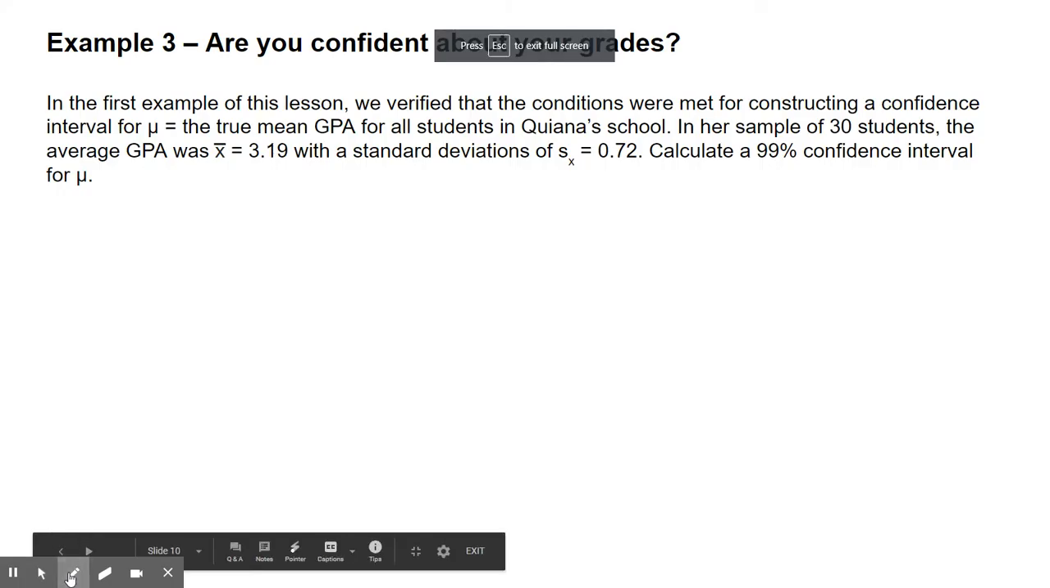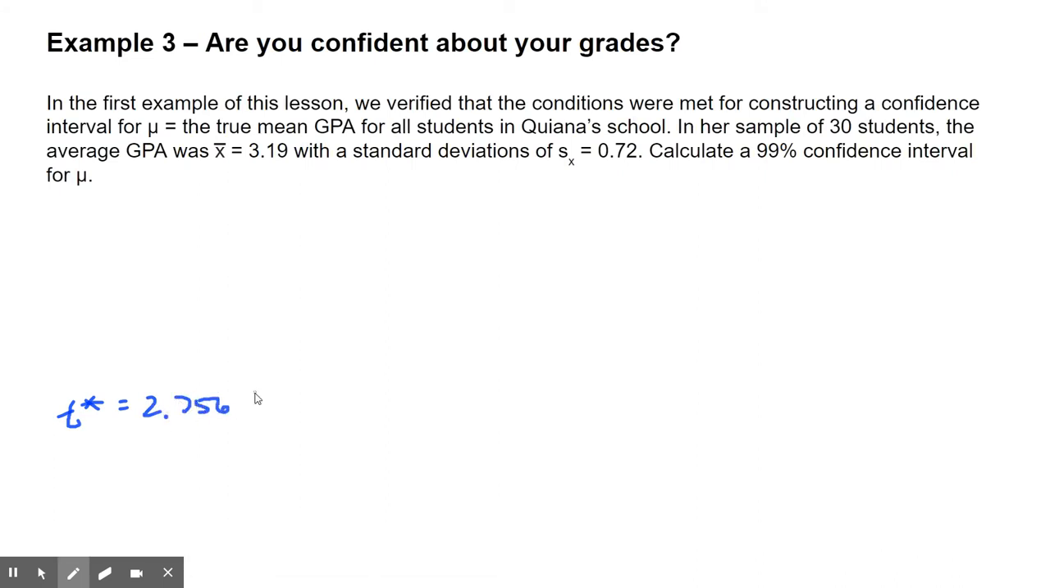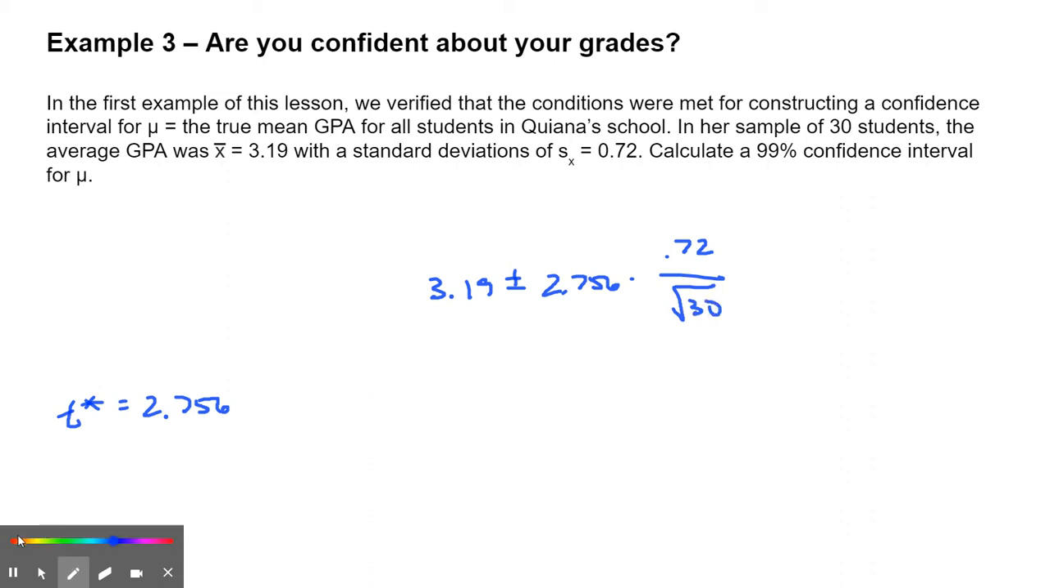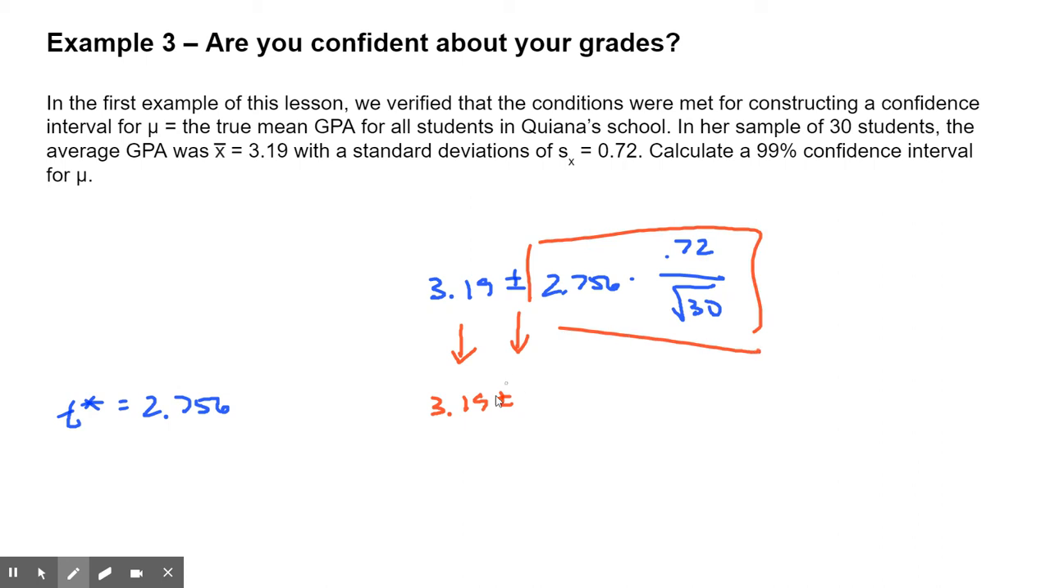So let's write that down so I don't forget. So t star is 2.756. All right, so again, to build the confidence interval, you need x bar 3.19 plus or minus t star 2.756 times the sample standard deviation 0.72 divided by the square root of n, which is 30. Remember, as I told you, I like to bring down the point estimate and the plus or minus, so 3.19 plus or minus, and I actually like to type in the margin of error to get what I'm adding and subtracting to my 3.19. So let's go ahead and take a picture of that, and let's do that.